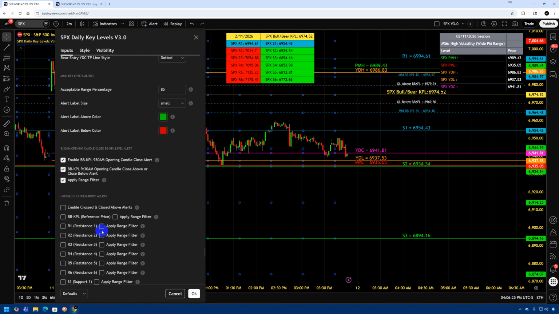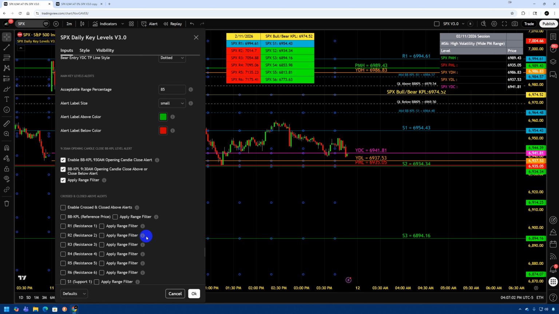Now, the reason for that, especially on these other alerts, is you may want to see an alert on R3 for taking a profit on a bullish trade from R1. And you don't really care about how far above it may close above R3. You just want to know that it closed above R3. So you may not want to apply the range filter in that type of instance for that particular purpose.